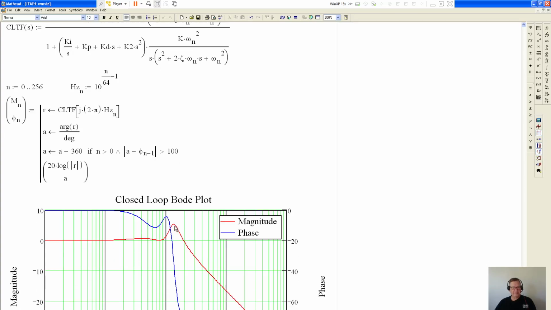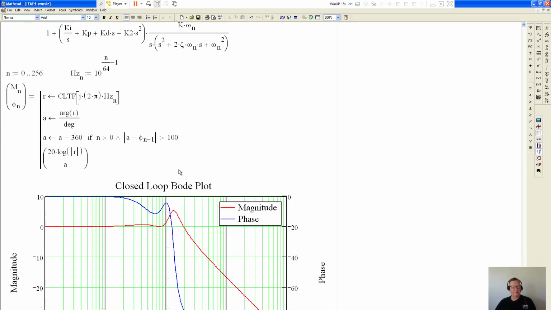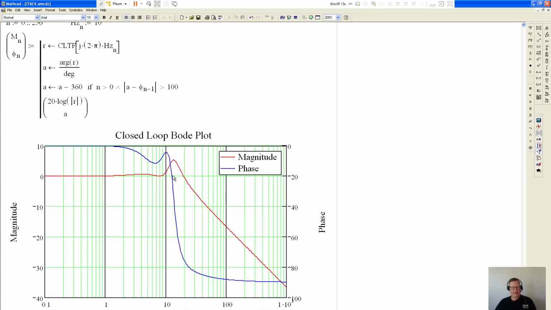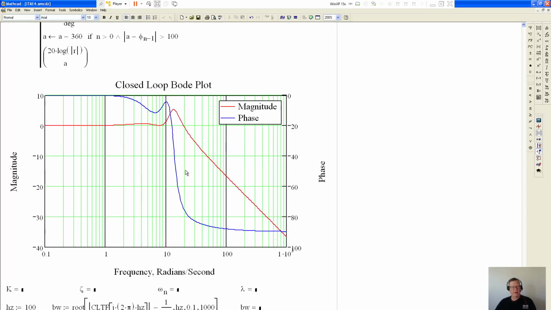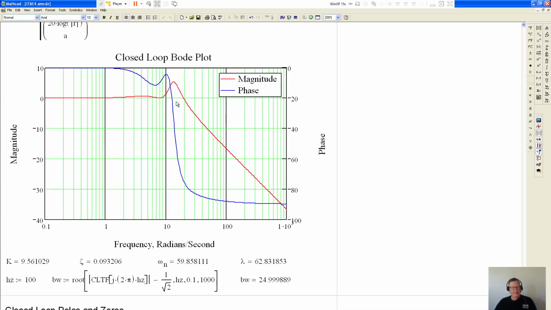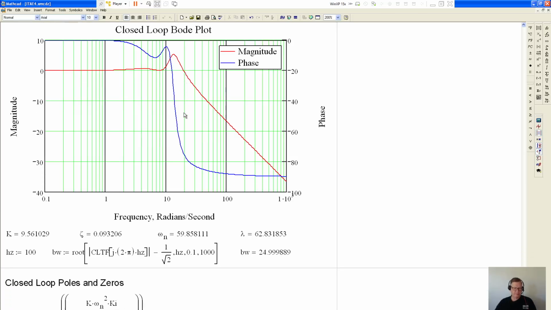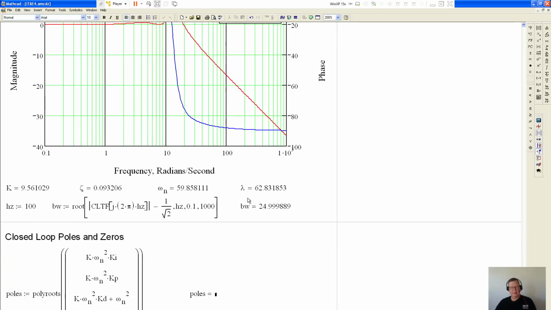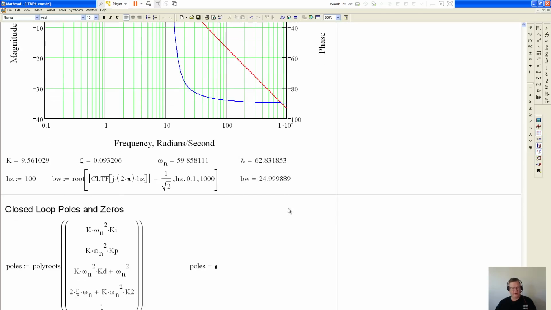And the zeros extend bandwidth. You can see that even though I had the bandwidth set for 10 hertz, this actually extended the bandwidth out to about 20 hertz. But the downside of that is that you have this little bump here in gains. This can be eliminated by placing the zeros too. So you can see the bandwidth is actually almost 25 hertz.